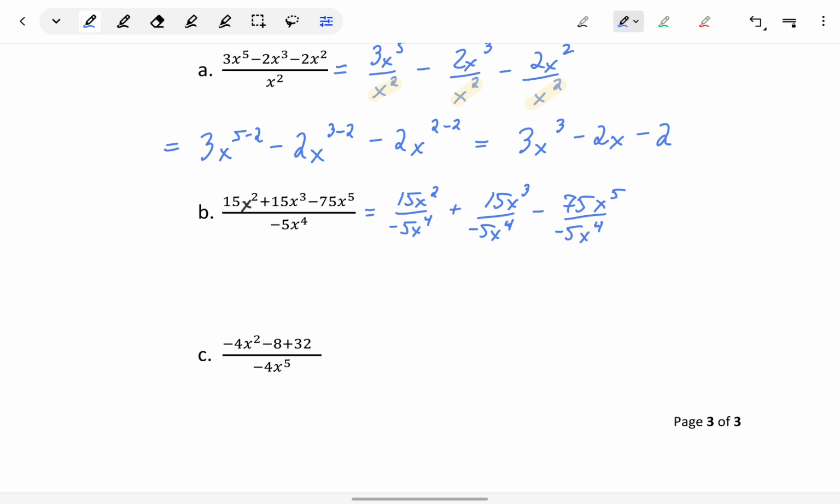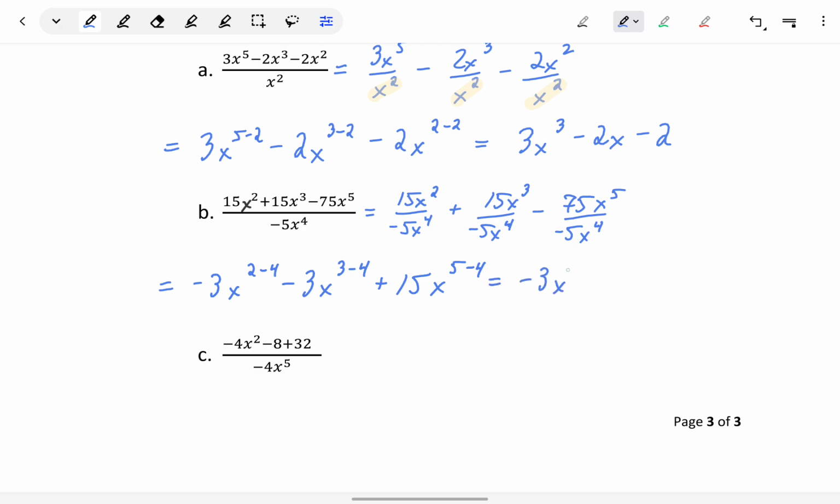Now we have a coefficient in the denominator. We need to look at simplifying that with the coefficient in the numerator if we can. And then our exponents will combine just like they have before. 15 divided by negative 5 will give us negative 3, x to the 2 minus 4. 15 divided by negative 5 will again give us minus 3, x to the 3 minus 4. And then minus 75 divided by negative 5 will give us plus 15 x to the 5 minus 4.